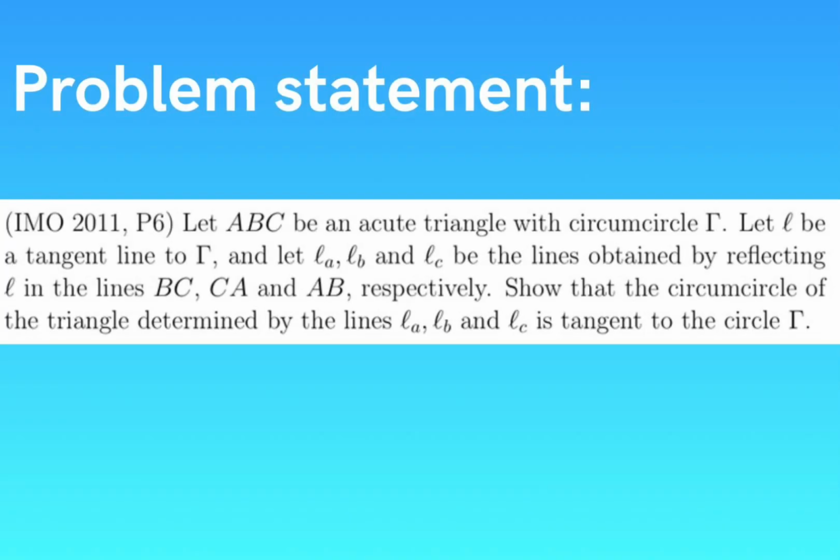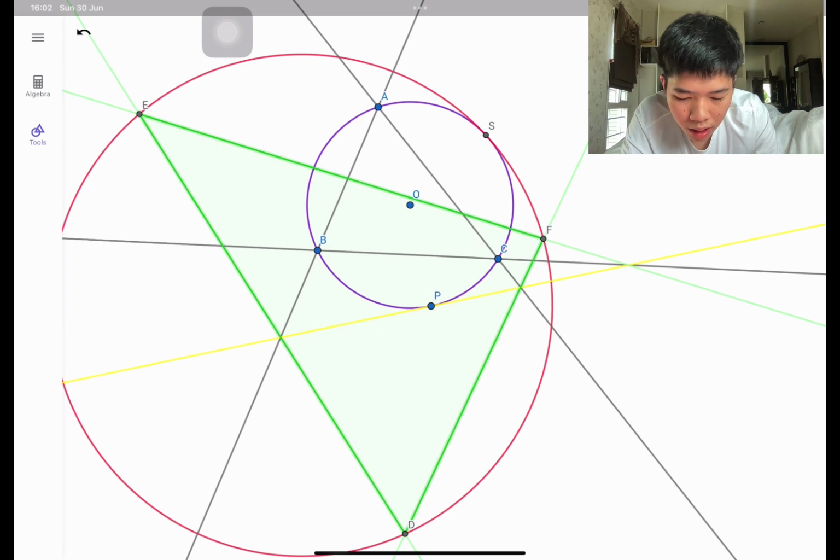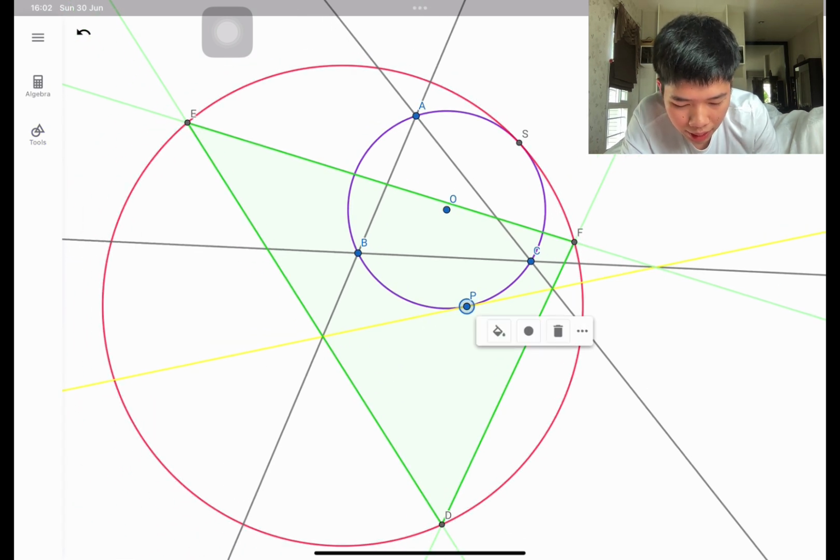So here's the problem statement. Given an acute triangle ABC, we draw its circumcircle, and we let L be a tangent line to this circumcircle. It can be any line tangent at any point. And we reflect this line over the 3 sides BC, CA, and AB to form a new triangle with another circumcircle. And the problem asks us to prove that the circumcircle of this new triangle is tangent to the circumcircle of ABC.